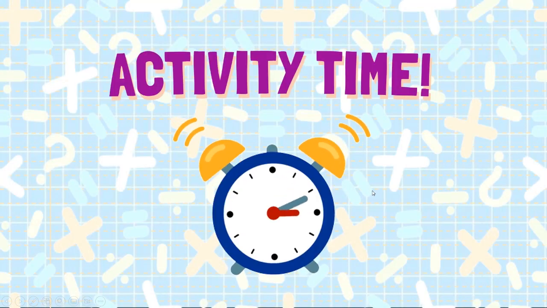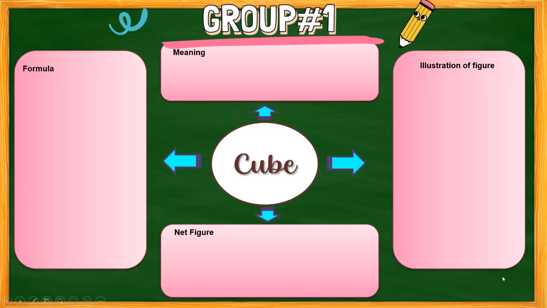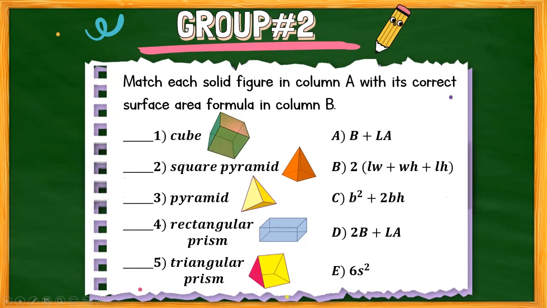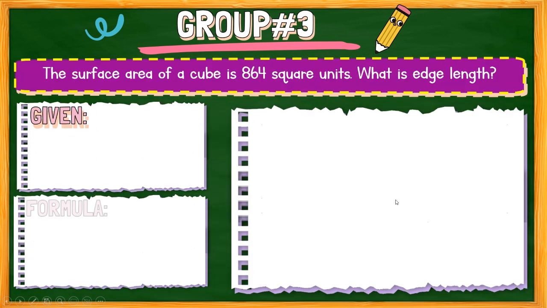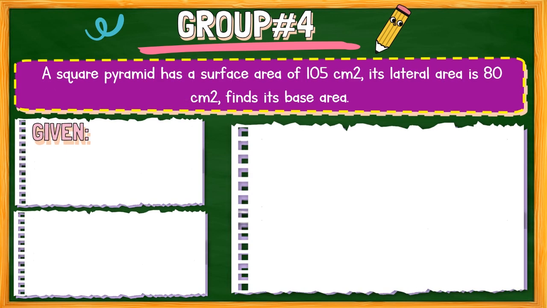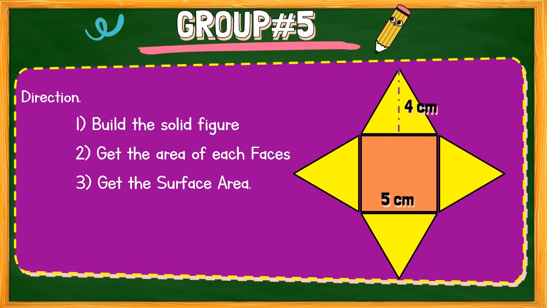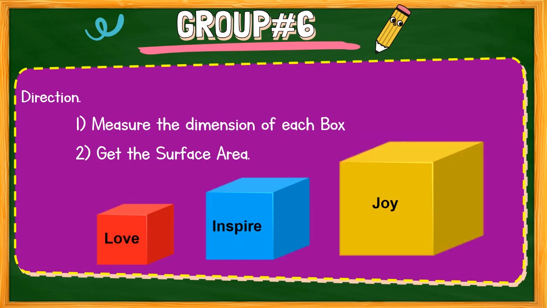So let's have the activity time. So this would be for group 1. This should be for group 2. For group 3. For group 4. For group 5. Group 6.